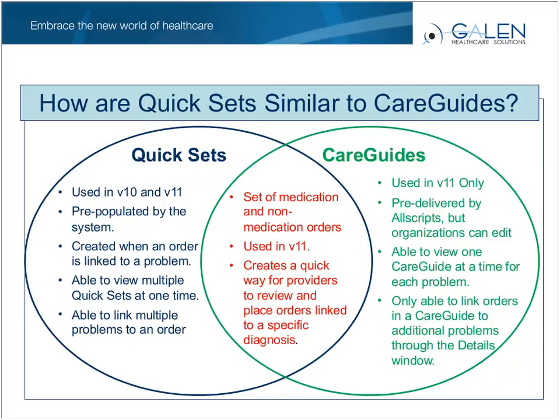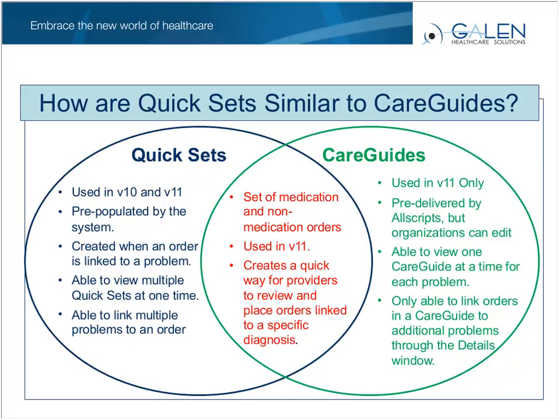So what I'd like to start off by doing is reviewing where Careguides started. Why did Allscripts decide to put Careguides in the system, and where did this whole idea come from? So Careguides were built in version 11 as a better, more efficient way for providers to place orders for a patient based on a specific diagnosis.